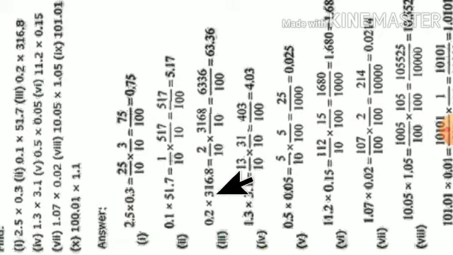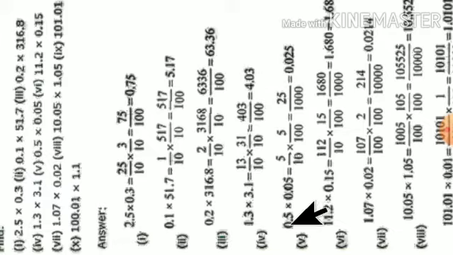Now 0.2 into 316.8 equal to 2 upon 10 into 3168 upon 10 equal to, multiply these two, you will get 6336 upon 100 equal to 63.36. Now 1.3 into 3.1 equal to 13 upon 10 into 31 upon 10 equal to 13 into 31 equal to 403 upon 100 equal to 4.03.